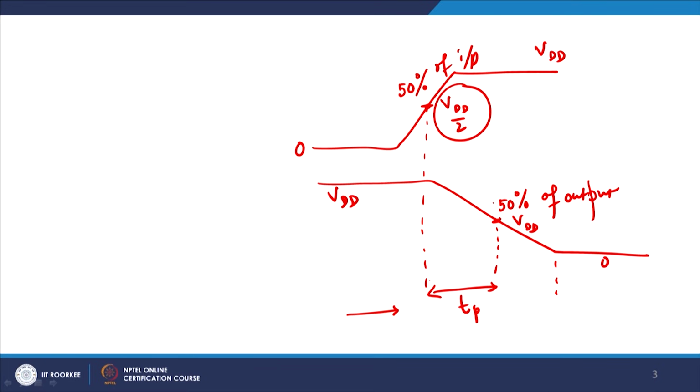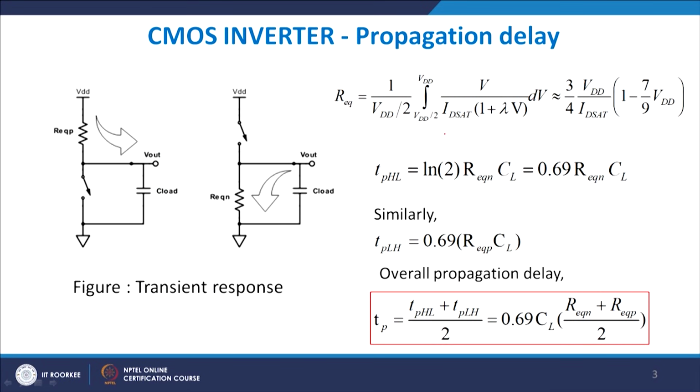So I just need to find out at what point VDD by 2 happens for the input, at what point VDD by 2 happens in the output, find the difference in the time domain, and that will give me the propagation delay. So if you look here, I get tP, this is the formula which we use. Remember, V by I is equal to R, very straightforward.